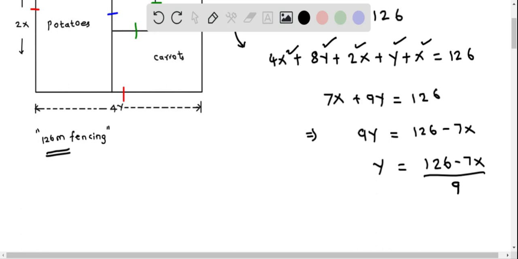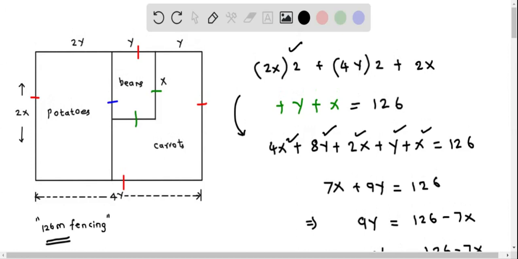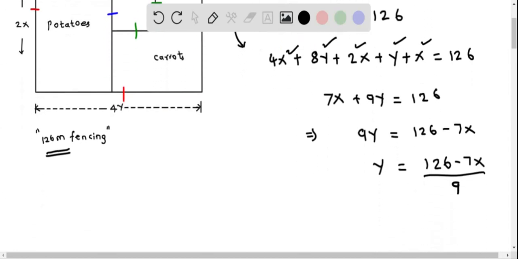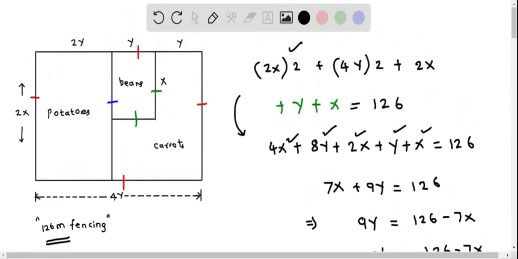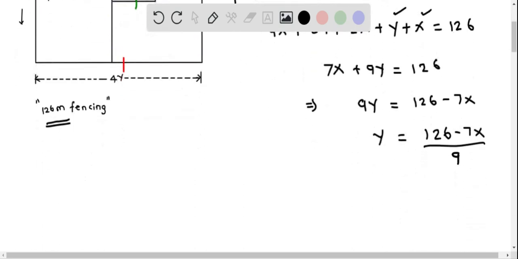So I'm going to write an area equation for this rectangular garden fencing. Since it is a rectangular garden, we know the area of a rectangular field is length times width. This rectangular field has length 2x and width 4y, or we can say that it has length of 4y and width 2x. So basically it's a multiplication of 2x times 4y. So I'm going to write down this as A equals 2x times 4y.